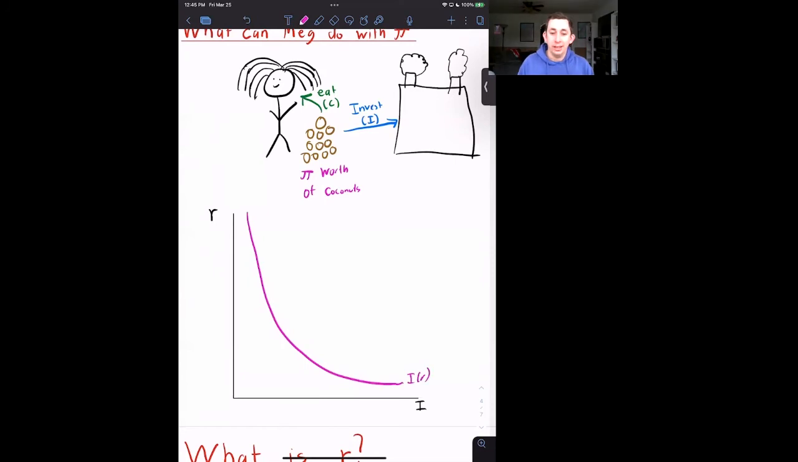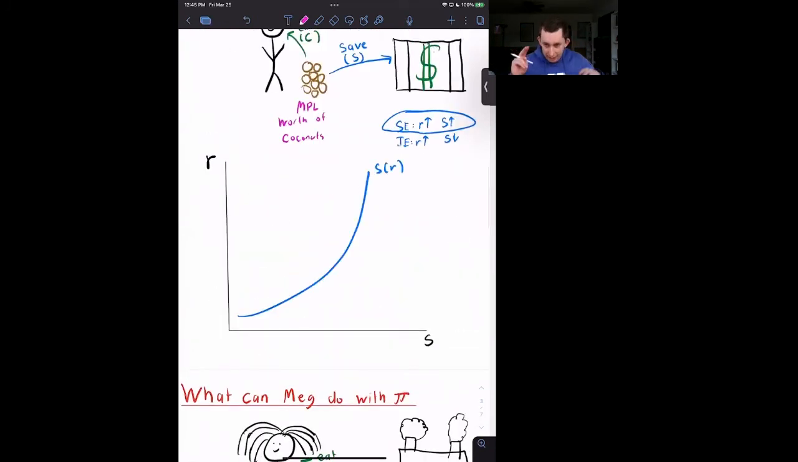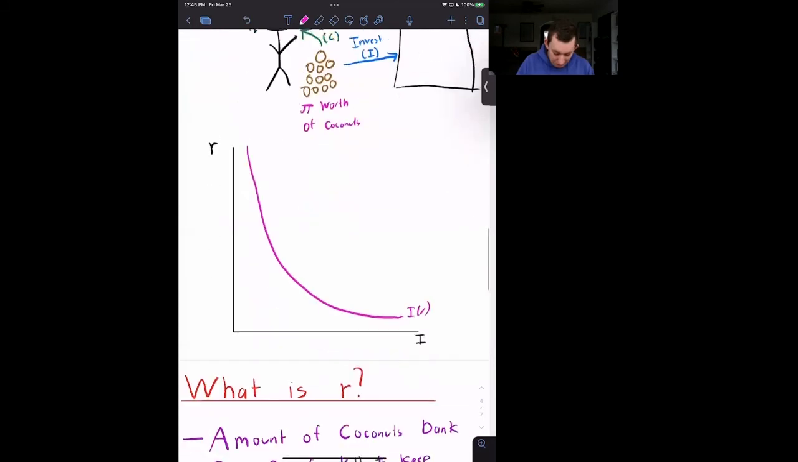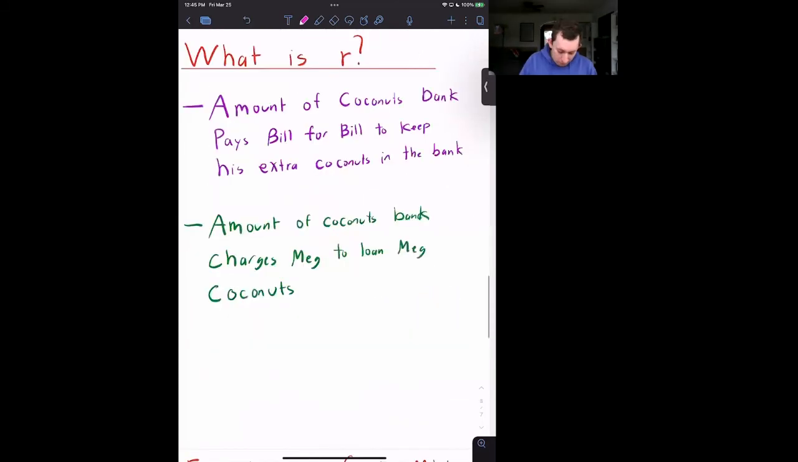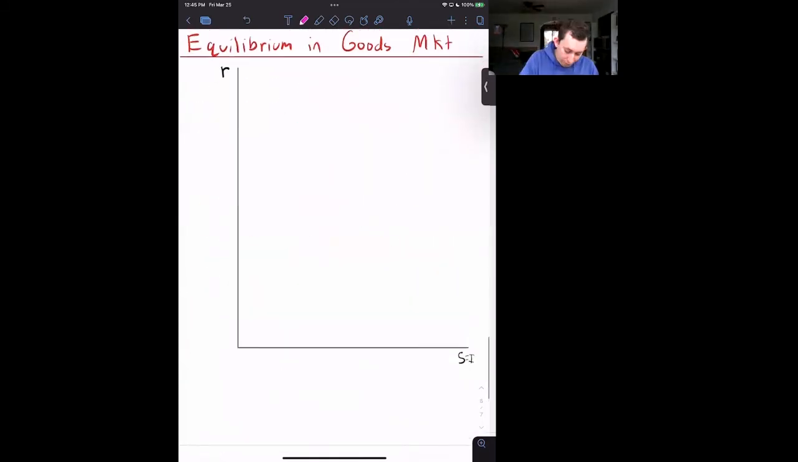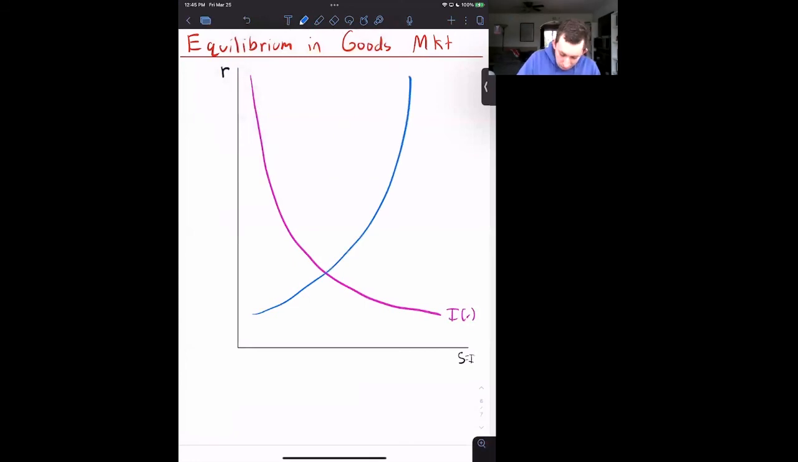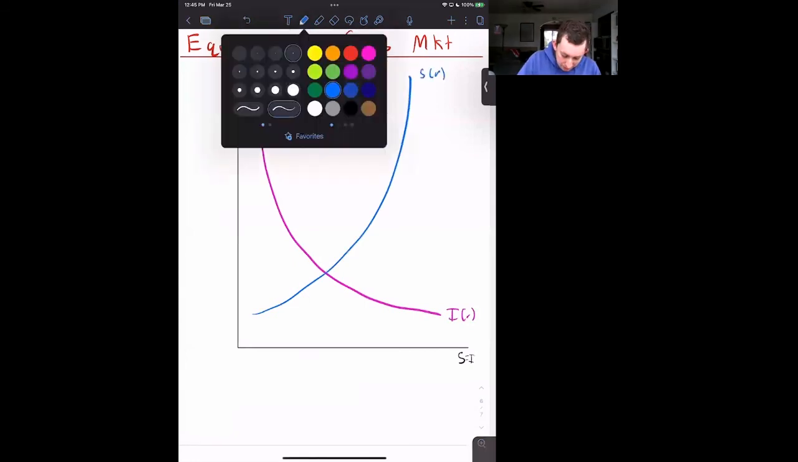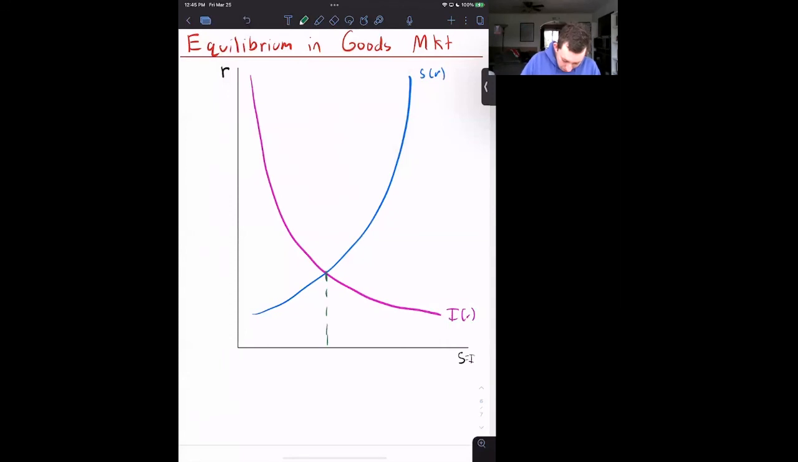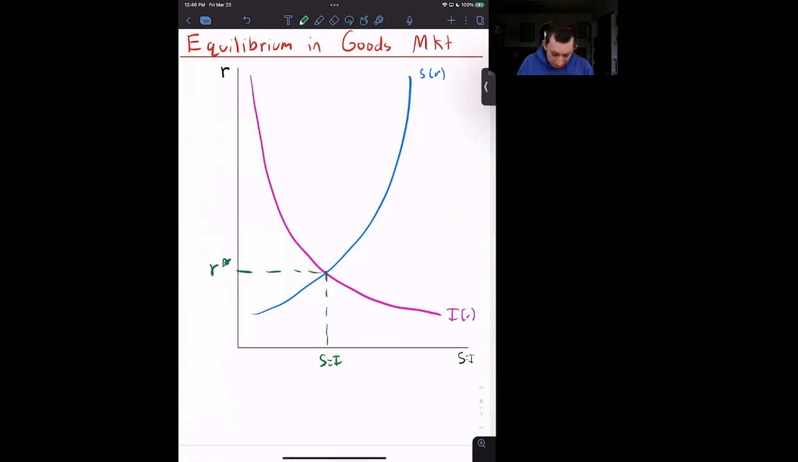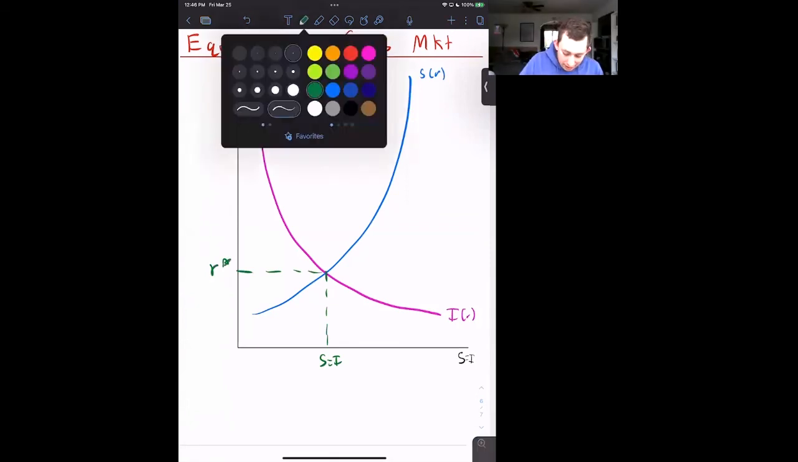Now, just like in the labor market, we have our supply, or our savings, and our demand, or our investment curve, and we can throw those both together on the same graph. So here's our downward sloping investment curve. Here is our upward sloping savings curve. We're going to get to a nice equilibrium right here, where savings equals investment, and this is our R star.